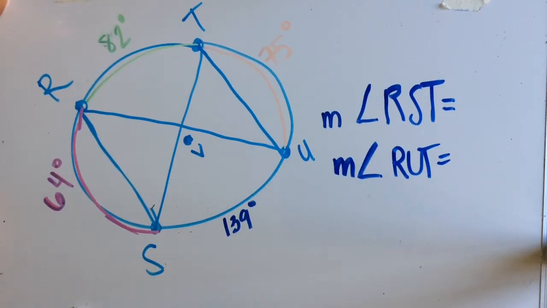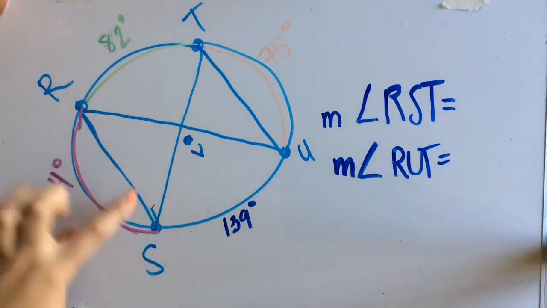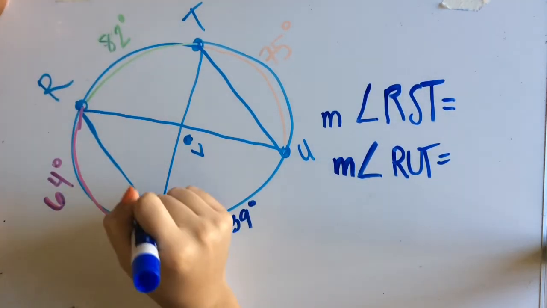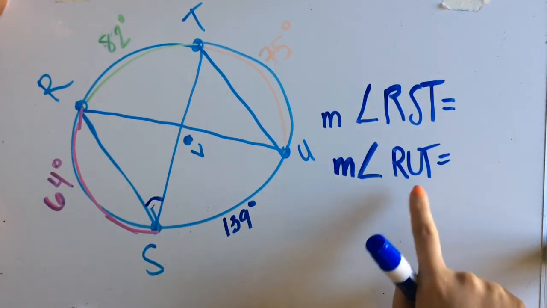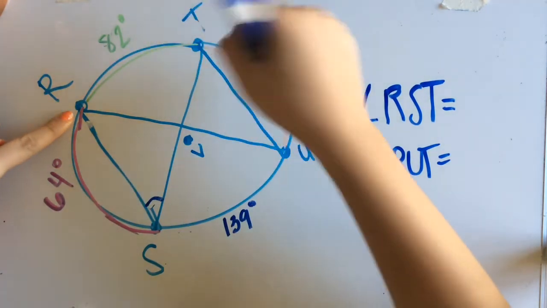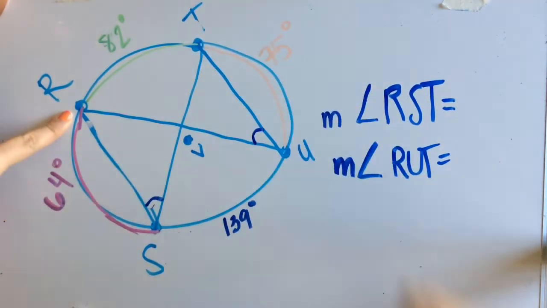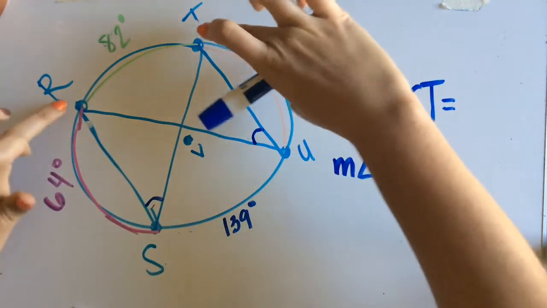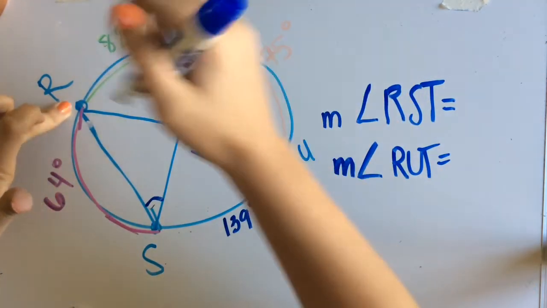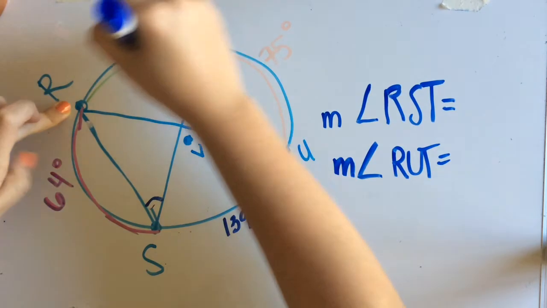All right, guys, let's say we have a circle. This circle has inscribed angles RST. Okay, here's an inscribed angle. And another inscribed angle is RUT. So there's another inscribed angle. Notice that both of these angles end up in the same endpoints and they share this arc right here.